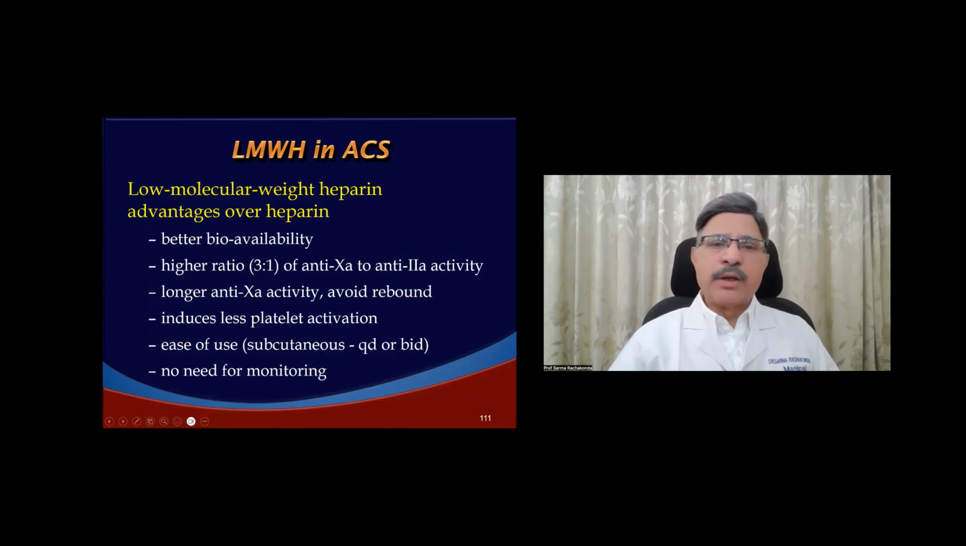Low molecular weight heparin has advantages over conventional heparin: better bioavailability, a higher ratio of 3:1 anti-10A effect, longer anti-10A activity, devoid of rebound effect, and it induces less platelet activation. There is no need to monitor. Ease of use: they are available for subcutaneous use either once a day or twice a day. You don't have to monitor the prothrombin time or any other clotting parameters. These drugs are available parenterally, QD or BID.